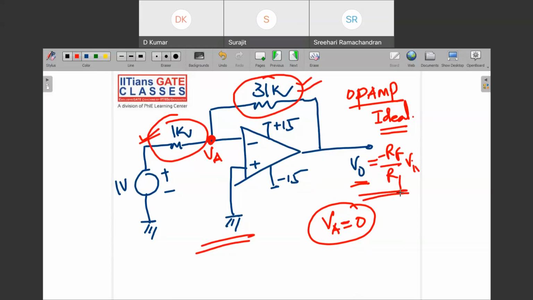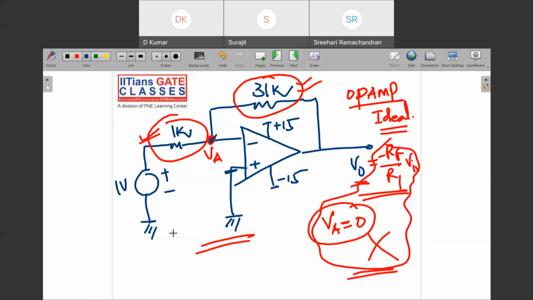This relation is not valid for the op-amp if the op-amp is going into saturation. Remember, this is wrong for an op-amp which is going to get saturated, because you got this relation from the two assumptions, that this potential and this potential are the same.